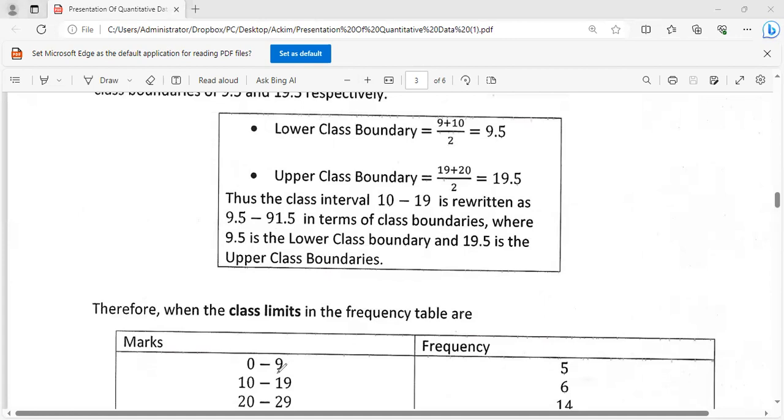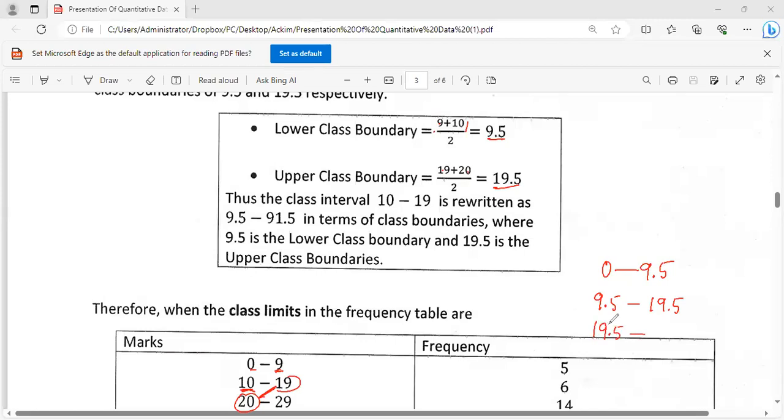So if we look at 9 and 10, if we add 9 plus 10 and then divide by 2, you get 9.5. So it means the first one will be 0 to 9.5. Then we look at 19 and 20, which meet diagonally. 19 plus 20, then divide by 2, we get 19.5. So this one is 19.5, then the next one is 19.5.